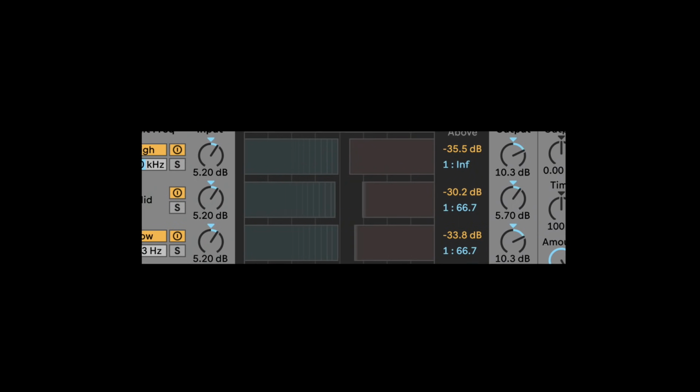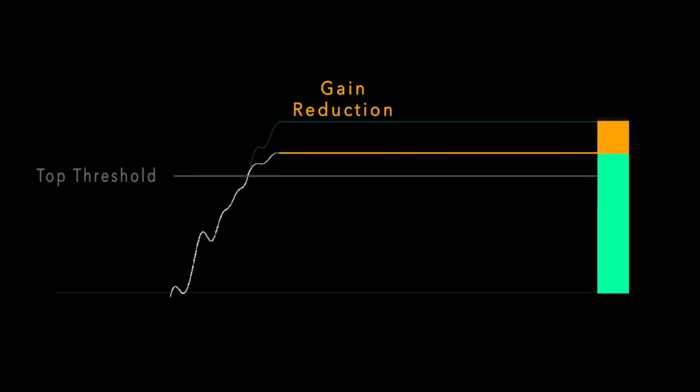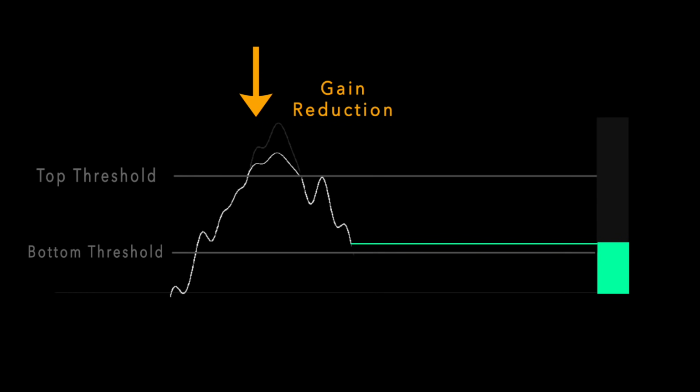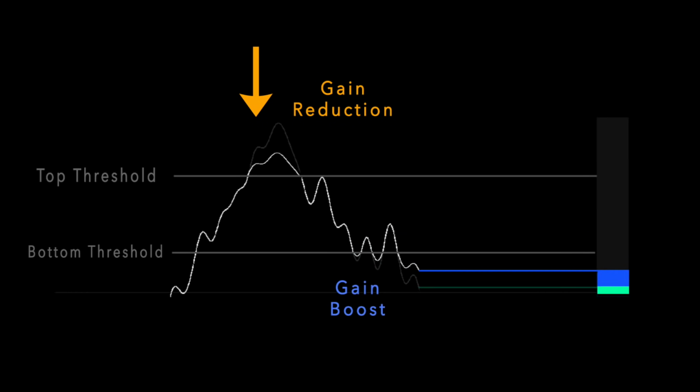Let's just look at a single frequency band for now. OTT compresses in 2 ways. It compresses the sound when it's over a certain threshold. This is called downward compression because it compresses down from the top. OTT also raises the level of a sound when it's below a certain threshold. This is called upward compression since it compresses from the bottom.